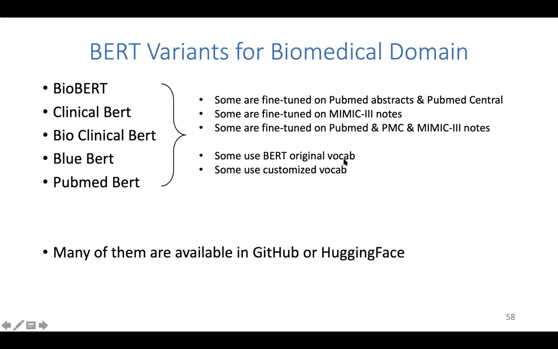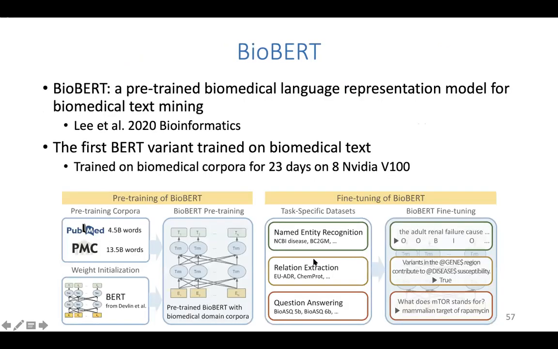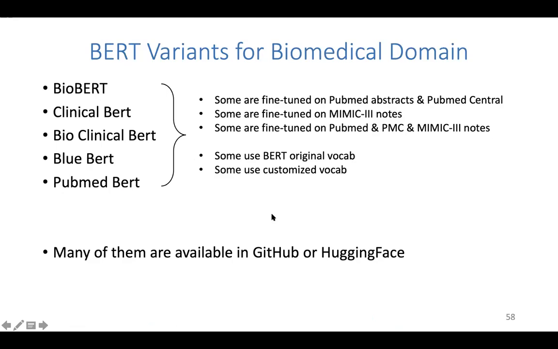Some use BERT's original vocab. Some use a customized vocab. Again, different variants. And many of them are available on GitHub, based on the author's GitHub, or on Hugging Face. So you can take them off the shelf and use them for your own purposes. If you're interested in biomedical NLP tasks like these, you can hopefully use them for that.